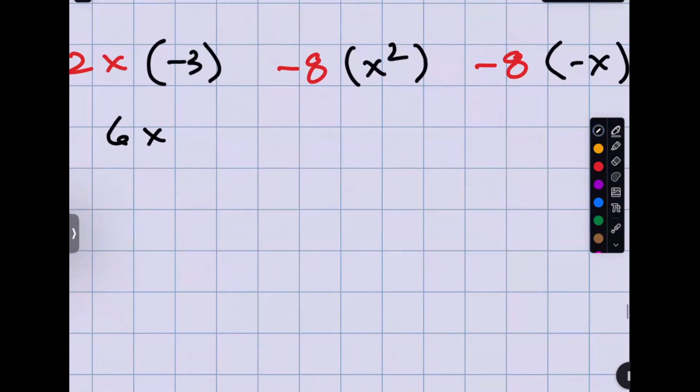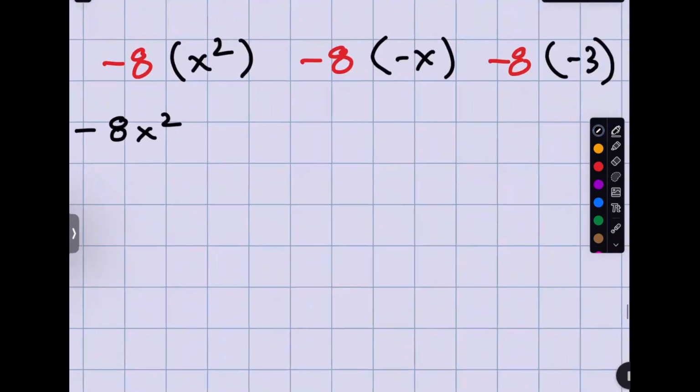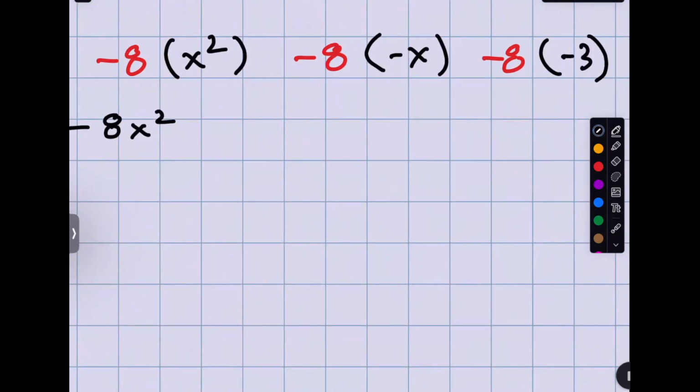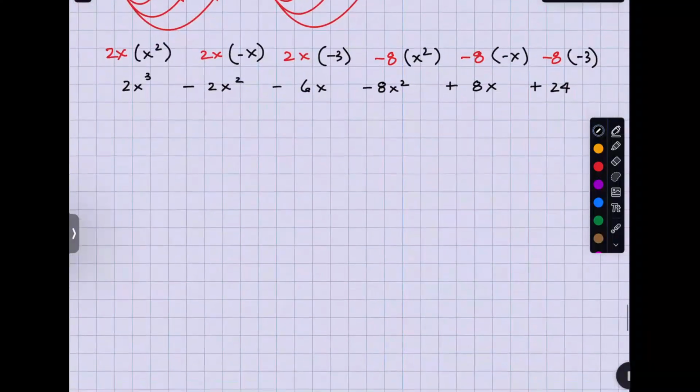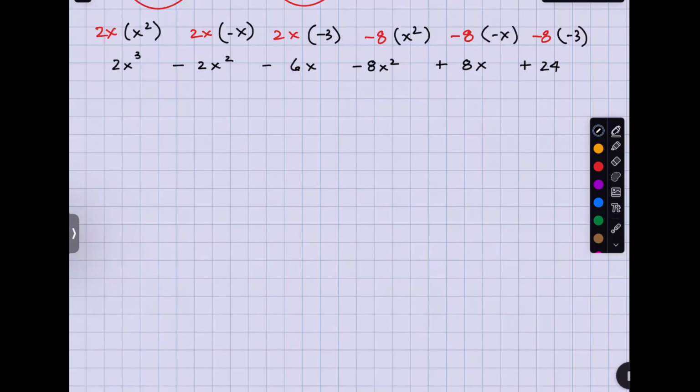What was negative 8 times x squared? So I'm going to say minus 8x squared. Negative 8 times negative x gives me a positive 8x, so I'm just going to say plus 8x. And negative 8 times negative 3 becomes positive, so I'm going to say plus 24. Does everybody see what I did? Are we okay with what I did?